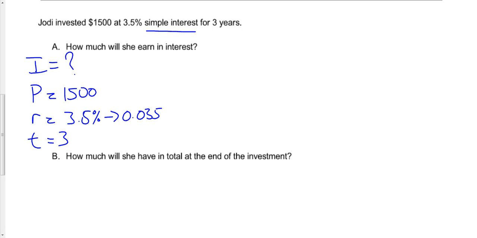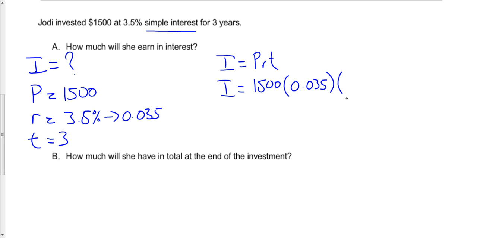So to set this up, because I'm trying to figure out how much interest she's earned, I'm going to use my simple interest formula. So I is equal to P times R times T. So that means that I is going to be equal to the things I substitute in here. So I'm going to substitute in $1,500 times 0.035 times the 3 years. Okay, and so when I multiply those 3 numbers together, 1,500 times 0.035 times 3, that's going to give me 157.5. Okay, so her interest earned is $157.50.